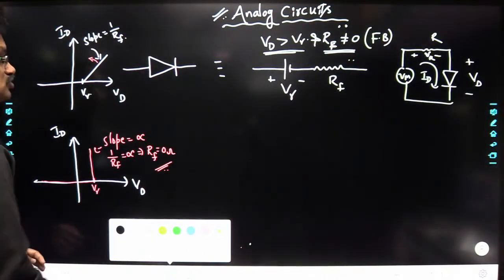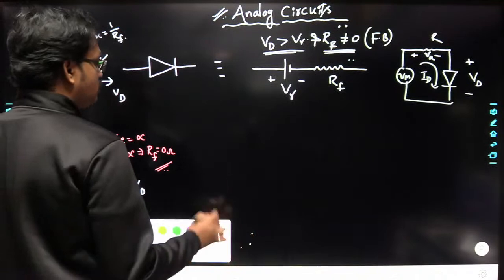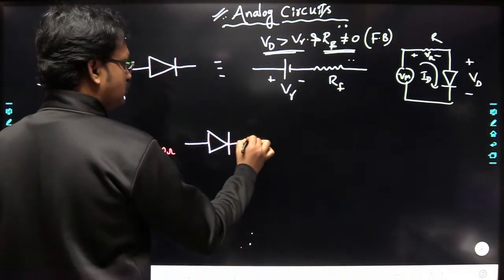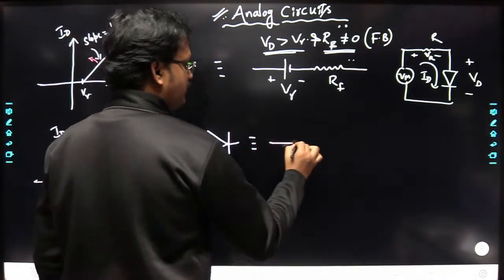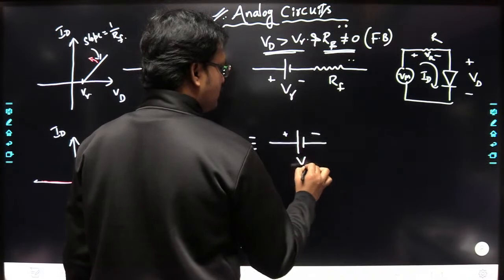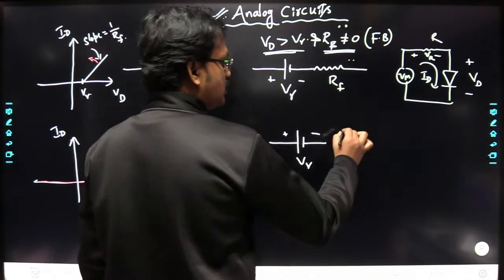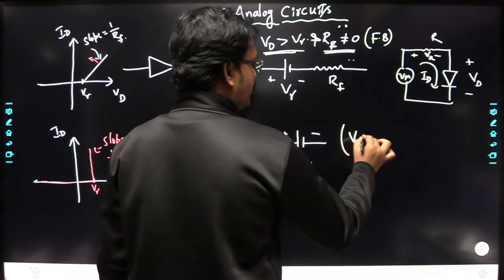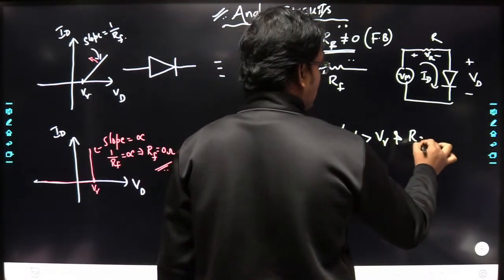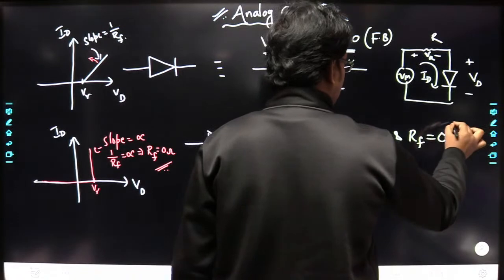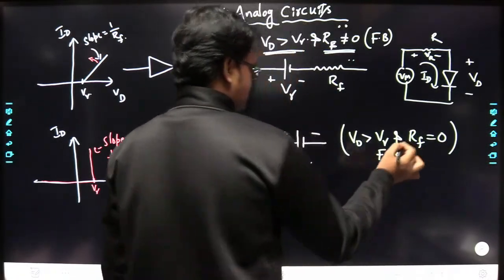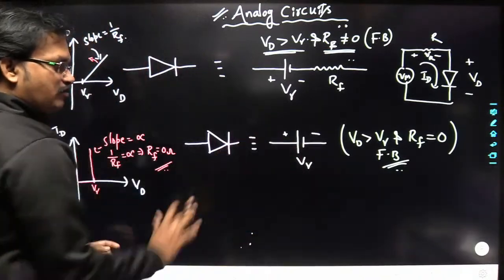Right. Okay. So in this case you can replace the diode with only V gamma here. Here RF is equal to 0, so you can replace simply with V gamma. Okay, so here VD is greater than V gamma and RF is equal to 0, and the diode is operating in forward bias region. So in this case this is the equivalent model.